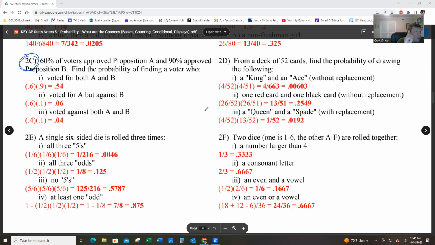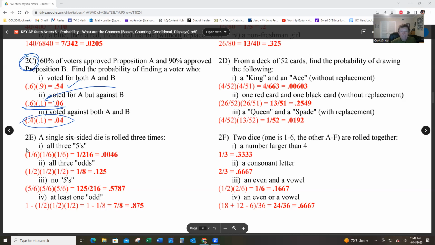So you can walk through this very easily. Voted for both A and B, no problem. If they're independent, you can multiply 0.6 times 0.9, no problem. Voted for A but against B. Notice on this one, the complement is used for 90%. I'll put a little arrow there. It's 0.1, okay? And then 3, voted against both A and B. So you got to do the complement of both of them, 0.4 times 0.1, okay? And again, that's assuming independence.